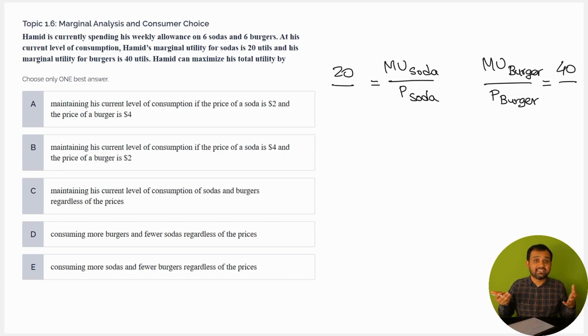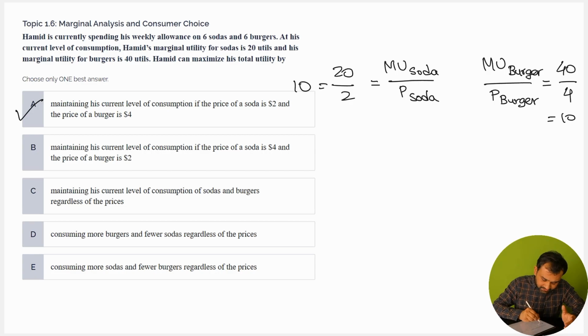So here we don't know whether Hamid is currently at that point, but let's look at the options to figure that out because they have information on prices. Option A says Hamid can maximize his total utility if he maintains his current level of consumption, provided the price of soda is $2 and the price of a burger is $4. In that situation, the marginal utility per dollar from soda and burger happens to be the same, and it is indeed the right answer because if Hamid wants to maximize his total utility, he can't really do better other than equalizing the marginal utility per dollar on both goods.